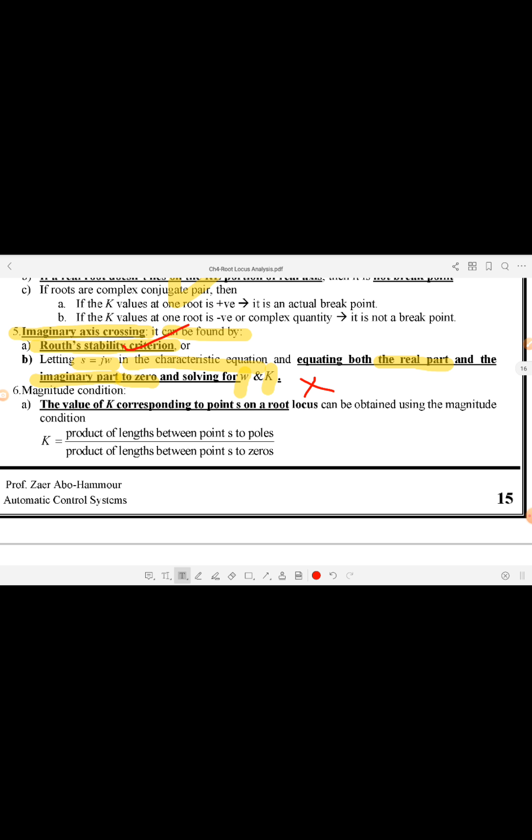And regarding the next comment, the magnitude condition: for any test point on the root locus, and it should be on the root locus, the value of K for that test point is found by the product of all lengths between that test point and the poles, divided by the product of all lengths from that test point to the zeros.